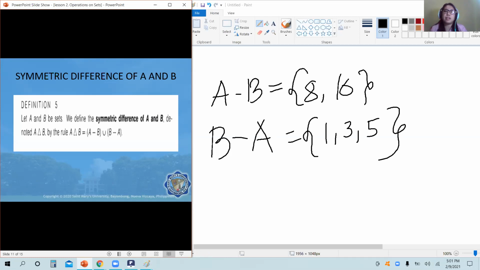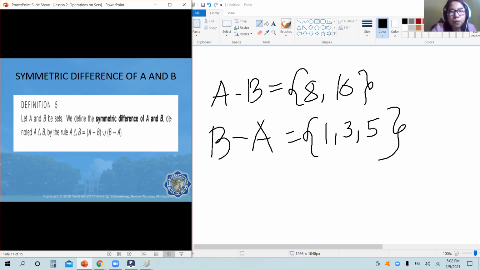How about the symmetric difference of A and B? It is denoted by A triangle B. By the rule, it is the union of A minus B and B minus A, or A minus B union B minus A. And we are already done computing A minus B and B minus A.